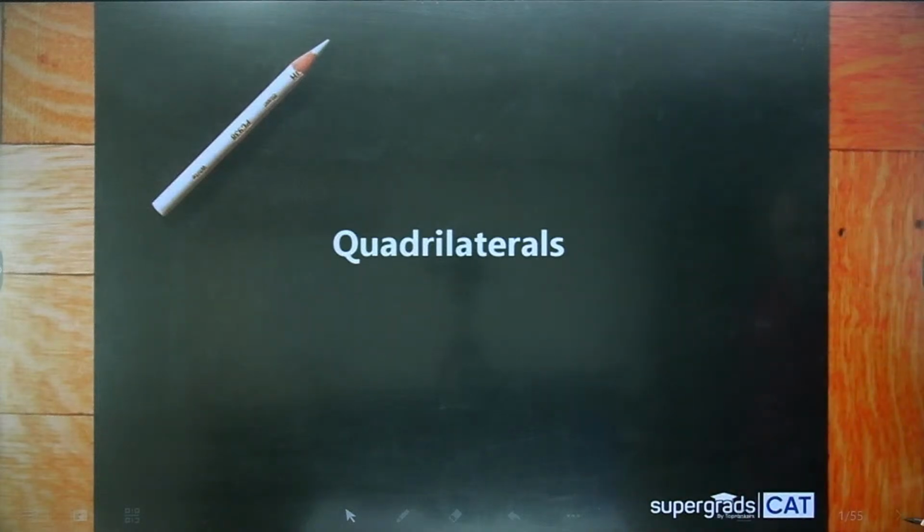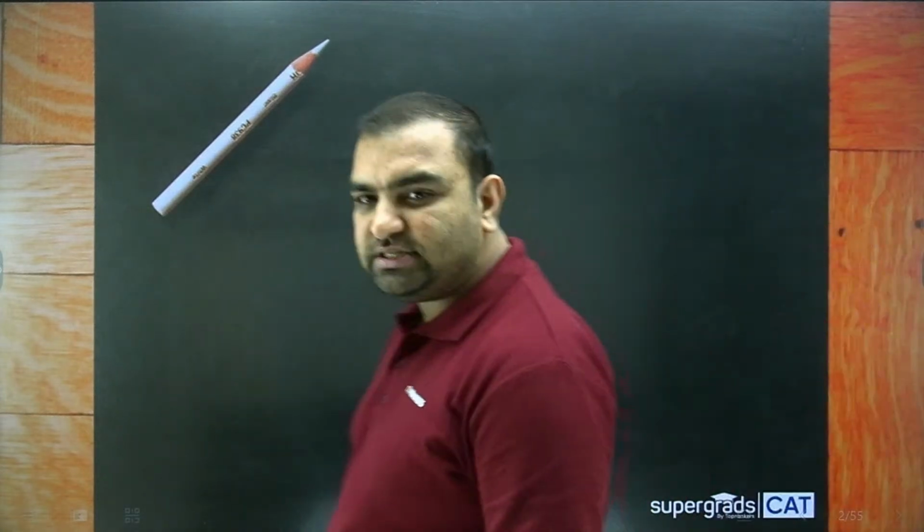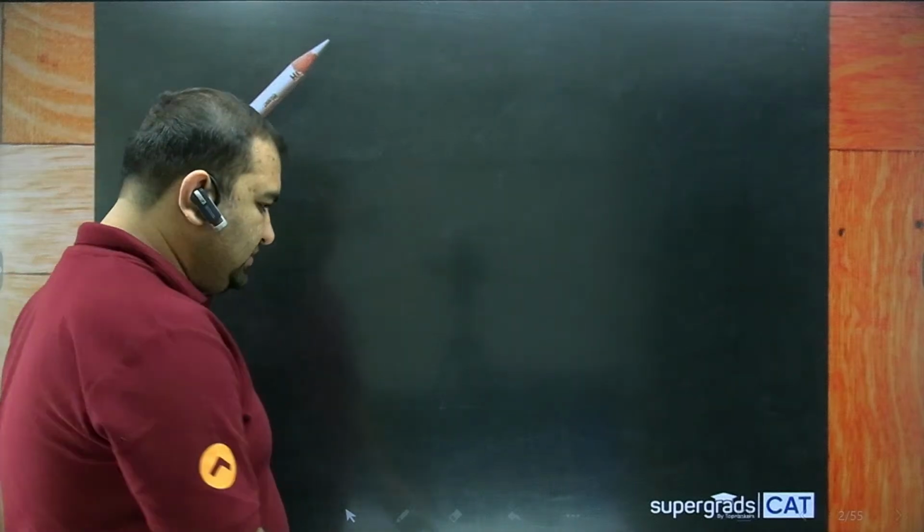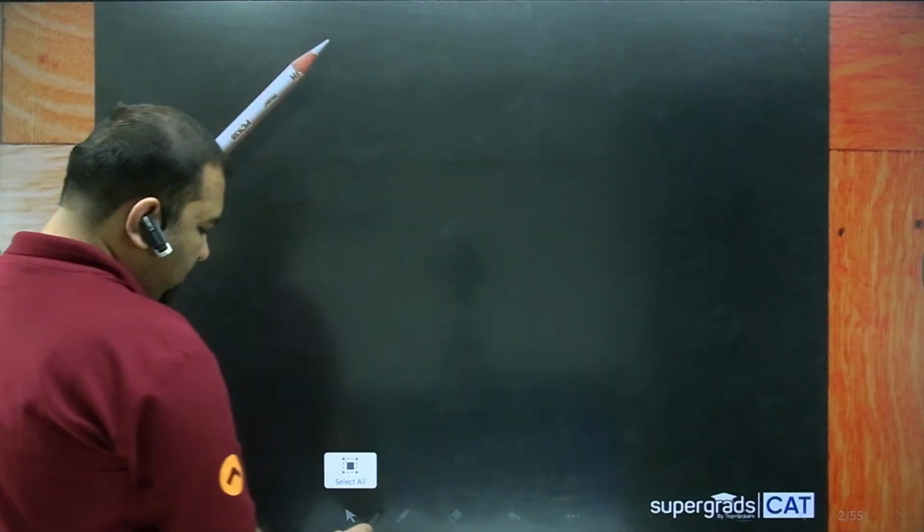So, as you know, quadrilateral is a figure having four sides.